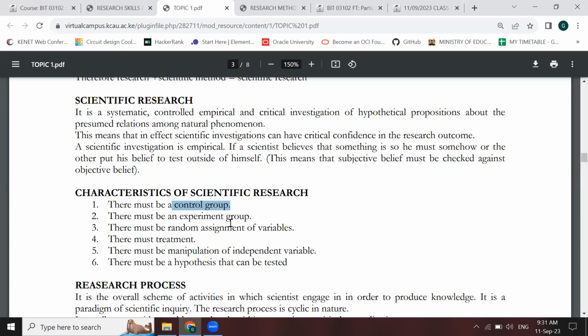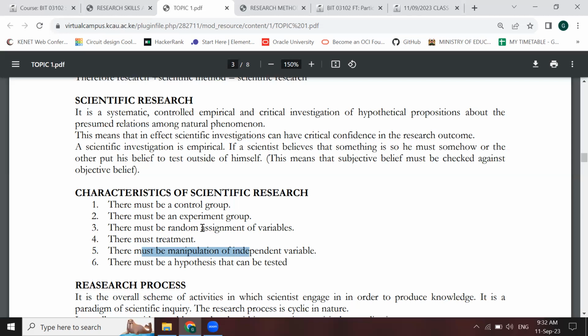Then number three, a scientific research must be empirical. Empirical means it must be based on some observation. It must be based on some measurements of a given phenomenon and explain that phenomenon at a particular point. There's somewhere I explain about phenomenon in detail. Any scientific research as well must involve manipulation of independent variables.